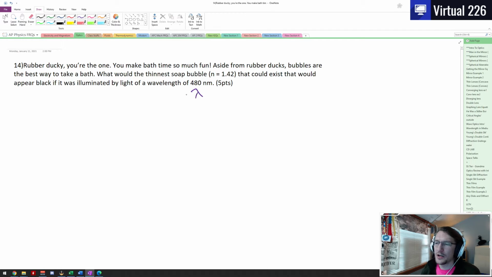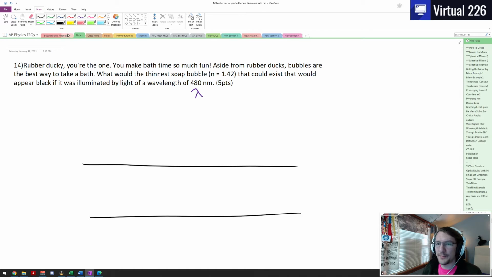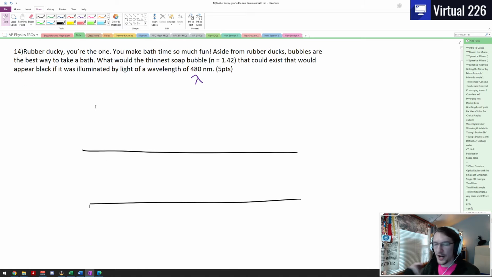So there's our monochromatic coherent light, which we need. And this is a thin film problem because we're looking for the thinnest soap bubble. So let's draw this out. You have to draw these out for the thin film problems. If you're not doing this, you're probably going to get them wrong. It's just how to do them.